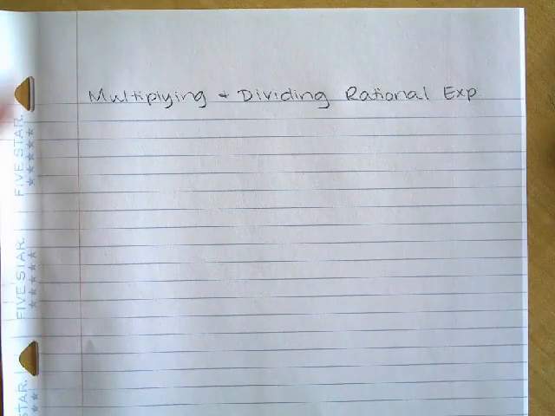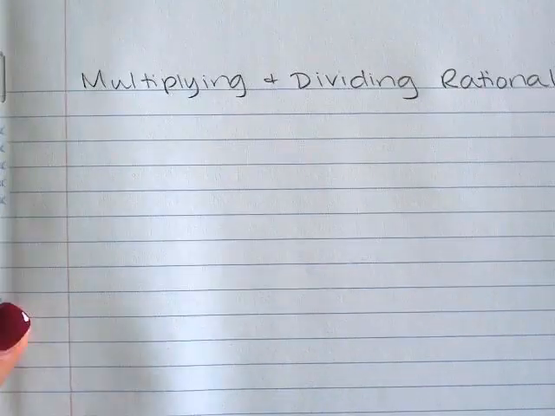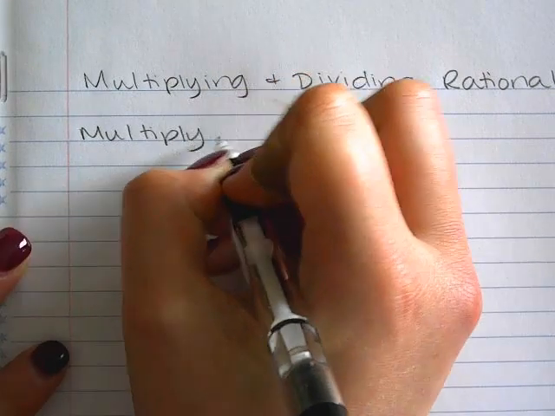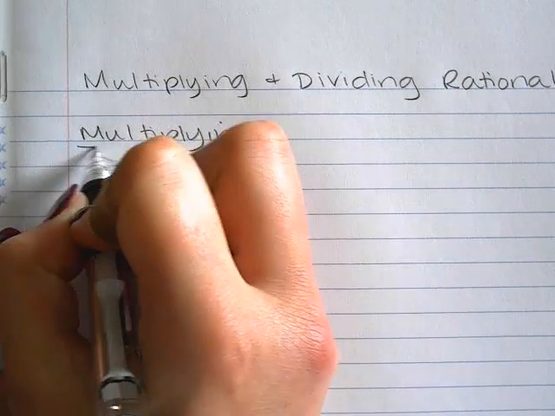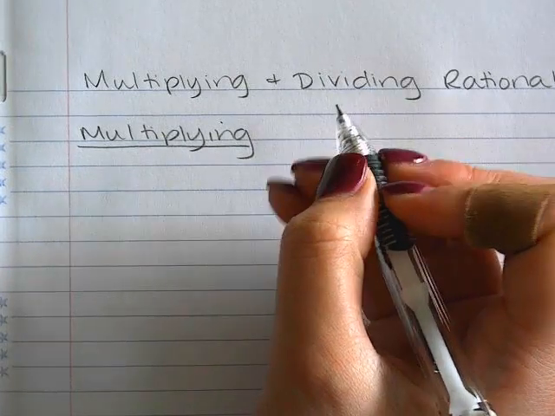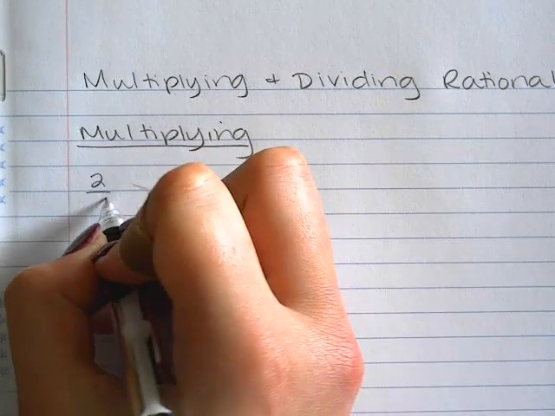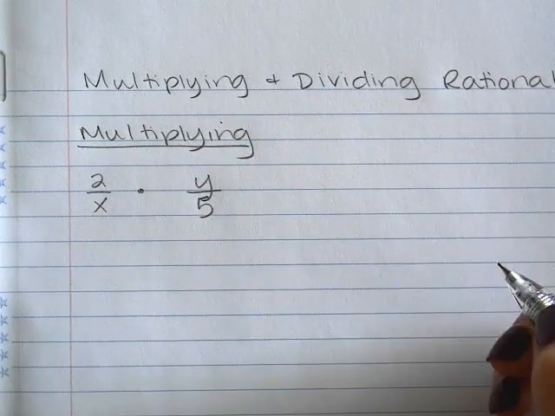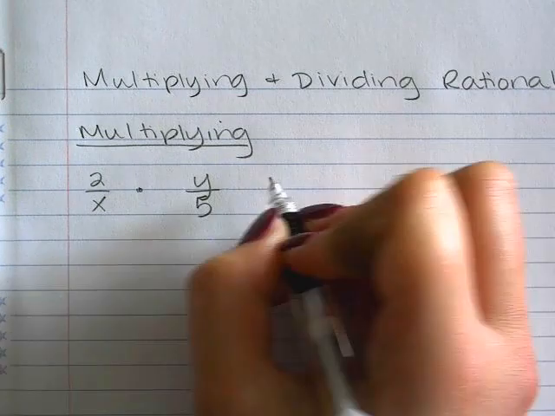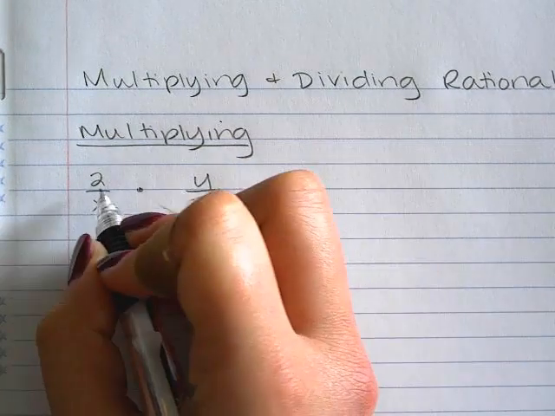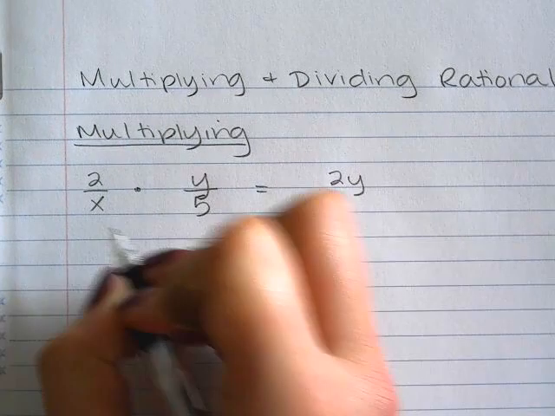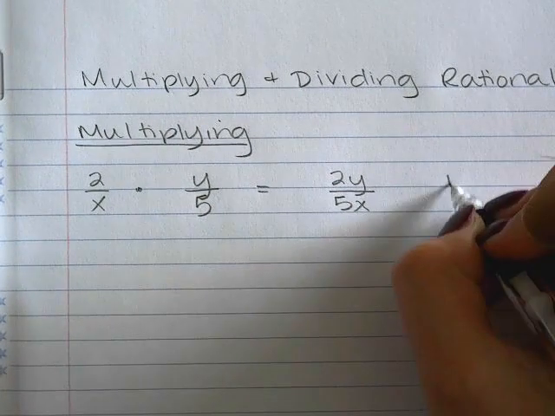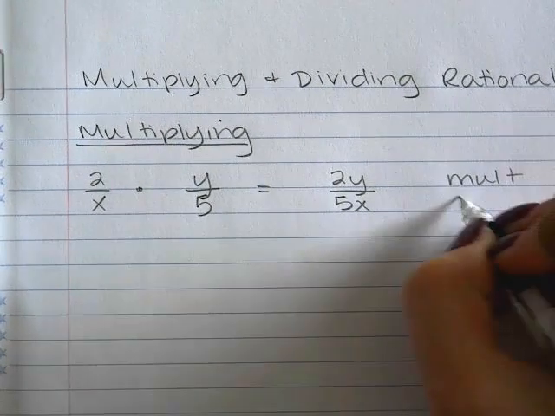So first, I just want to remind you guys how to multiply fractions. If we had the fraction 2 over x multiplied by y over 5, the way that we multiply fractions is we just go straight across. So 2 times y is 2y, x times 5 is 5x. So with multiplying, you just multiply straight across.